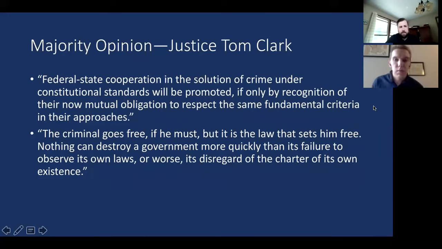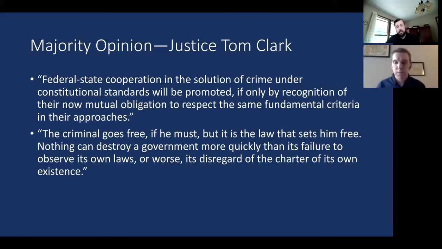He also talks about how important it is for the federal government and the states to work together to solve crime. I don't know if he would go so far as to say there should be a complete blurring of lines, but that's the theme he's going towards. And his final point of emphasis is on the integrity of the government. If we allow illegally seized evidence to be used in a court of law, he says that is going to tarnish our court system, because if a government can't follow its own laws, that's going to quickly undermine the entire system.